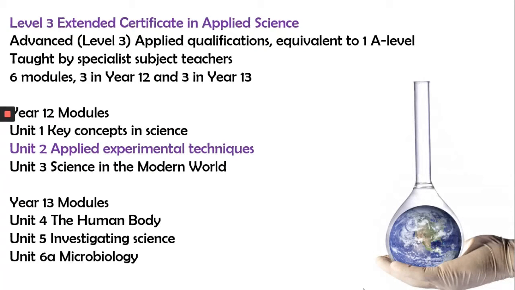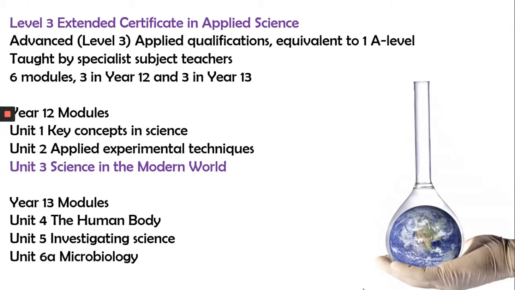Unit 2, Applied Experimental Techniques. Unit 2 is the coursework module which you complete in Year 12 and it focuses on 6 short experiments based on a Unit 1 syllabus, 2 for each subject, which offers you the opportunity to develop practical skills in biology, chemistry and physics, getting you ready for practical work in university and in the workplace.